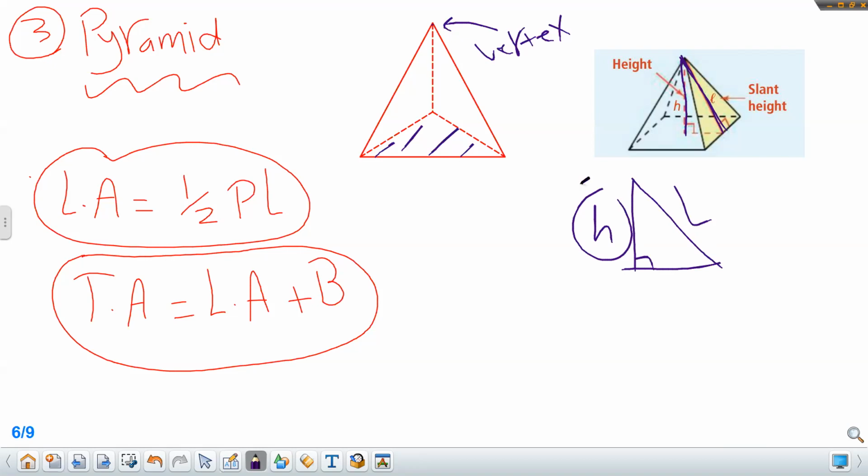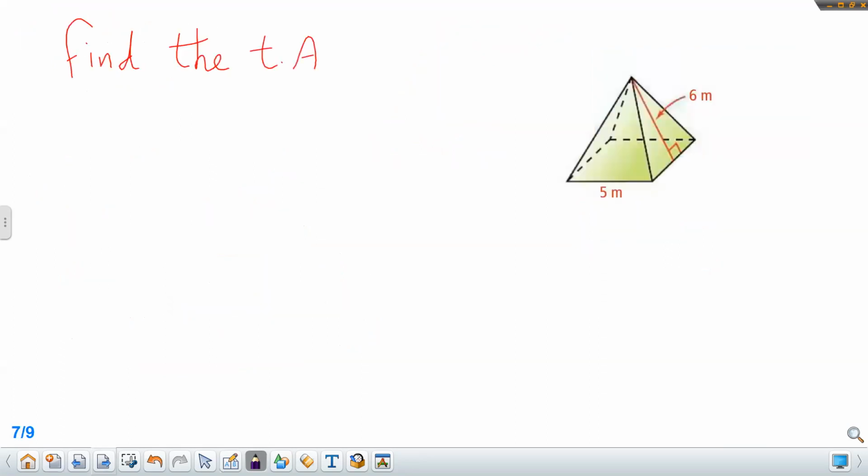What about lateral area? Lateral area of the pyramid equals half the perimeter of its base times slant height, half PL. But total area equals lateral area plus base area without times 2, because a pyramid just has one base. So if you want to find total area, you must find lateral area. And if you want to find lateral area, you need slant height, not height.